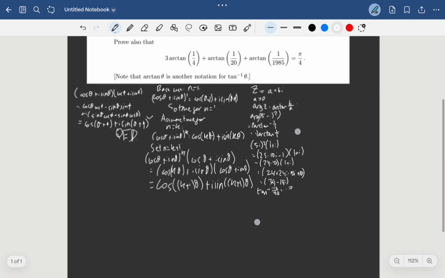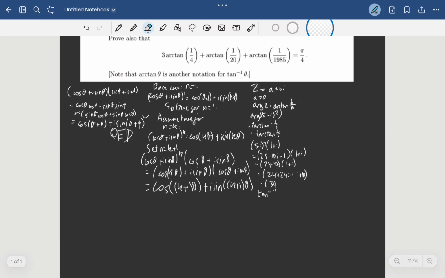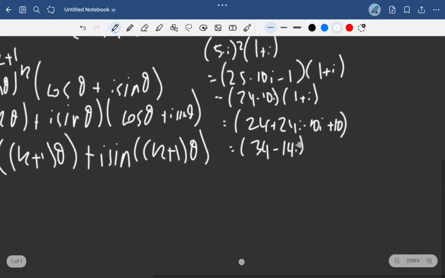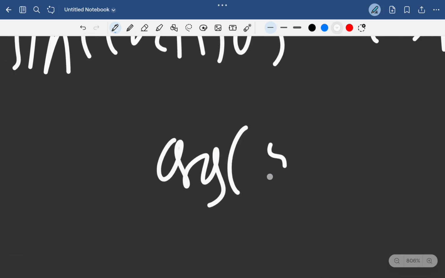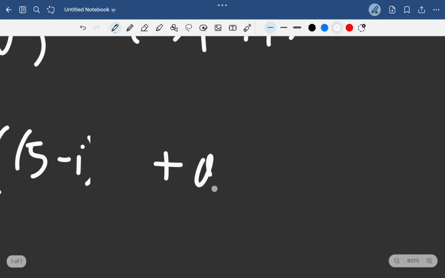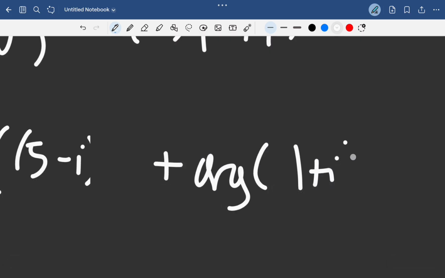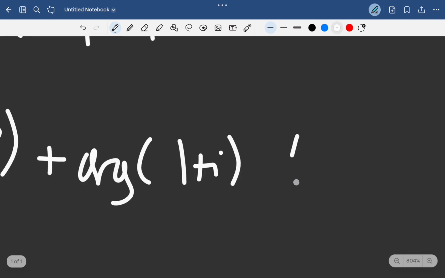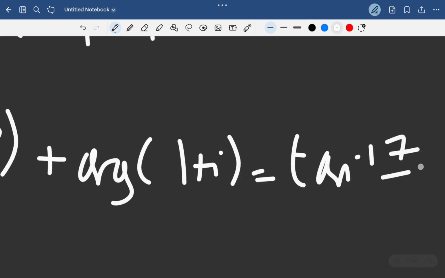Cool. So, let me just rub that out. So that's fine. That's actually really good. So all we need to do is take arguments of both sides. So we can say that the argument of 5 minus i squared plus the argument of 1 plus i is equal to tan minus 1 of 7 over 17.